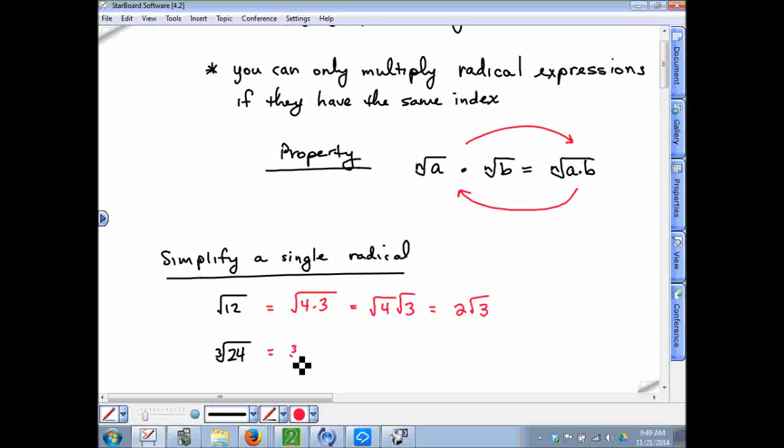We're going to change this into the cube root of 8 times 3. And that just changes into the cube root of 8 times the cube root of 3. And what is the cube root of 8? It changes into 2 times the cube root of 3.